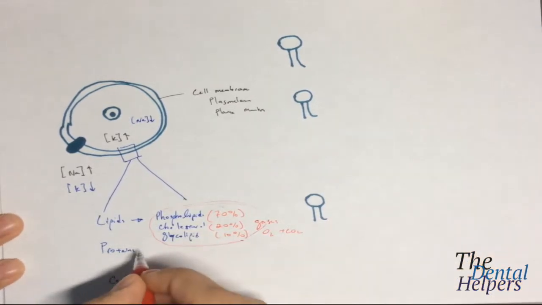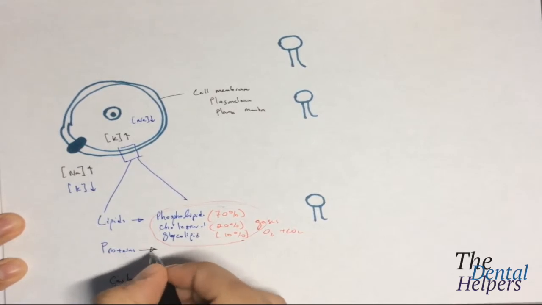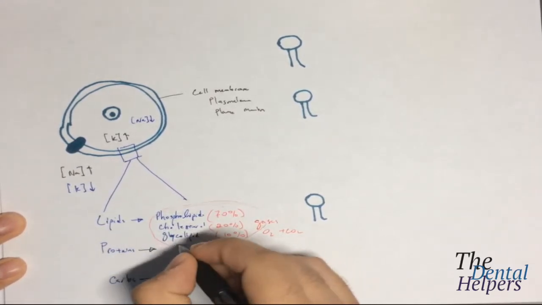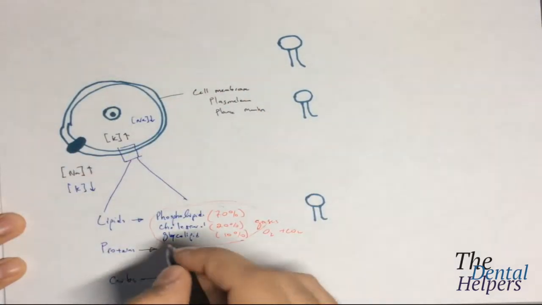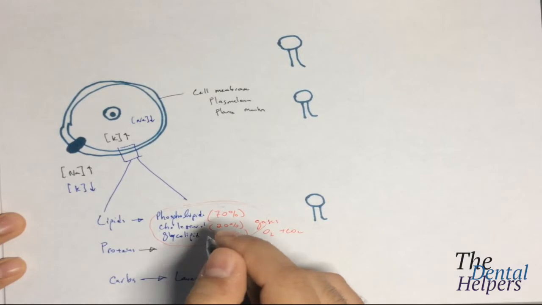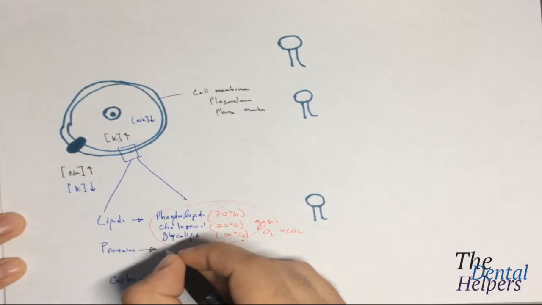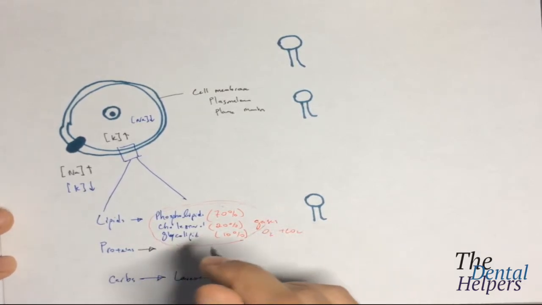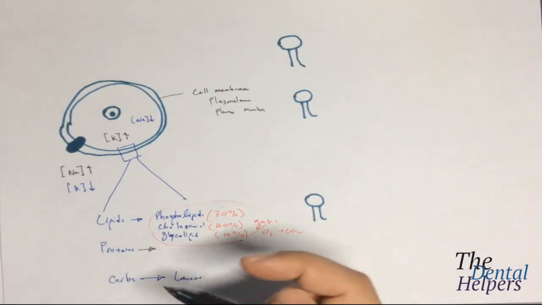Now, if we're looking at the proteins, on the other hand, they're going to define the functional characteristics. So they're going to define the shape. It's also going to be involved in transport. So you've got your structural support, your transporter enzymes, your hormone receptors, your antigens, your ions and water channels.